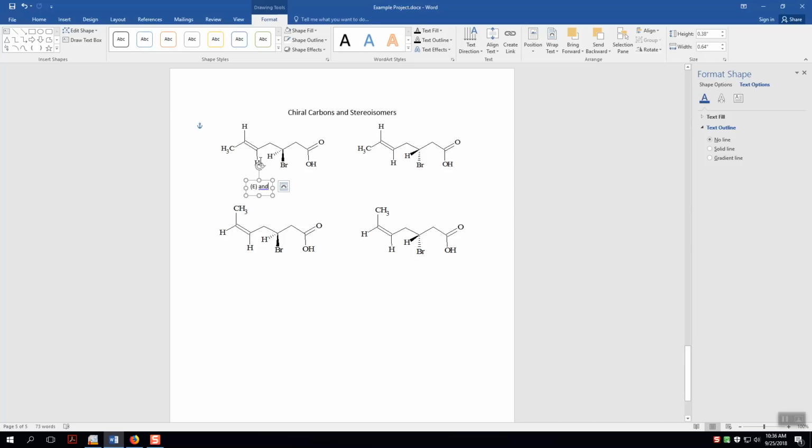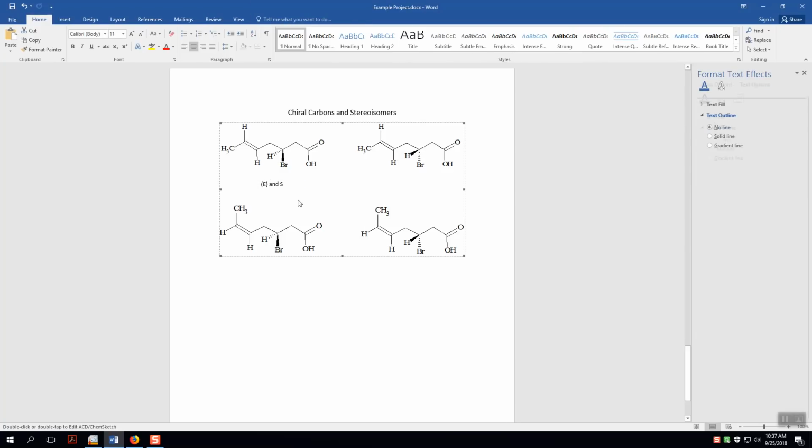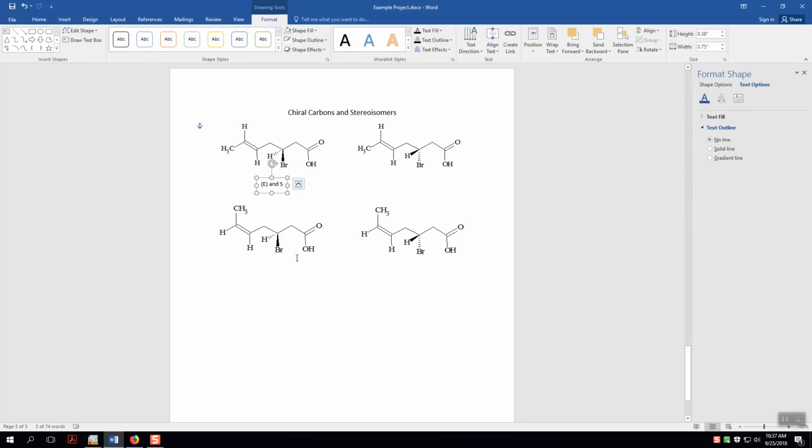Since the hydrogen is away from me, I can just count them: 1, 2, 3. As I look here, that is counterclockwise, so this is in the S configuration. So this one is E and S.